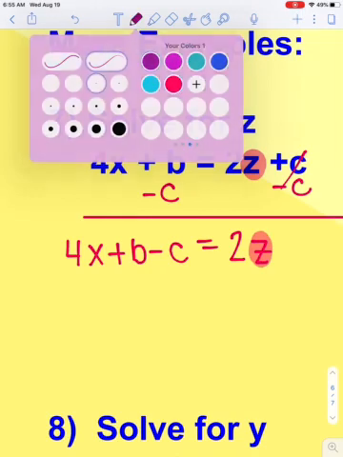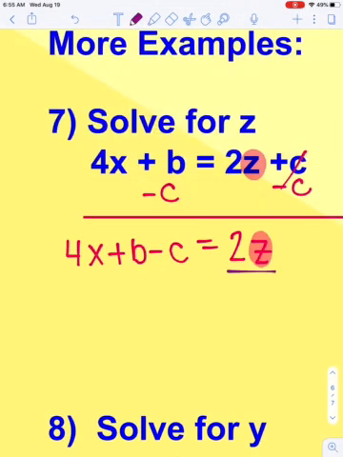I'm solving for z. It's still not by itself. It's currently being multiplied by 2, so I have to divide by 2. Remember, when you're dividing with these, everything has to be divided by 2. You don't just get to pick and choose what pieces. It's all over 2.